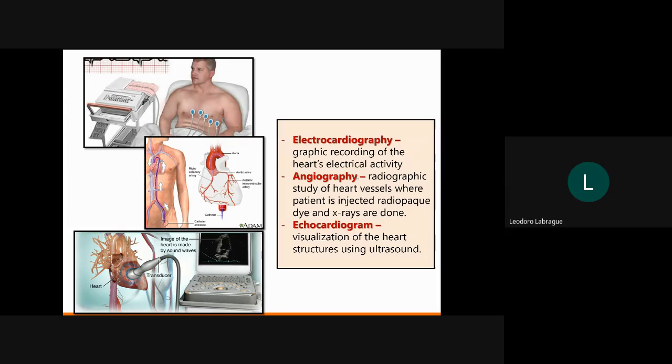And the last is echocardiogram. This procedure requires ultrasound again. See the photo that we have here on the lower slide? A transducer or a probe is placed over the chest area, and it will create sound waves. And these sound waves can actually visualize heart structure. The doctor can actually see what is the problem with the heart. Is it enlarged or does it have any problems?